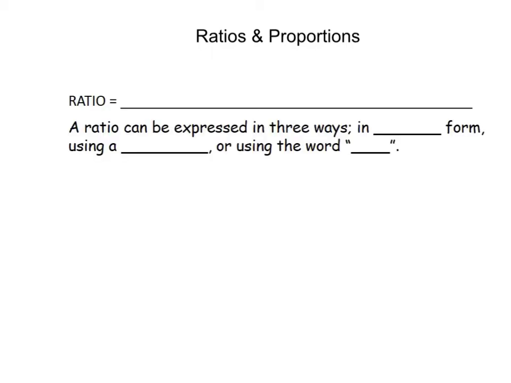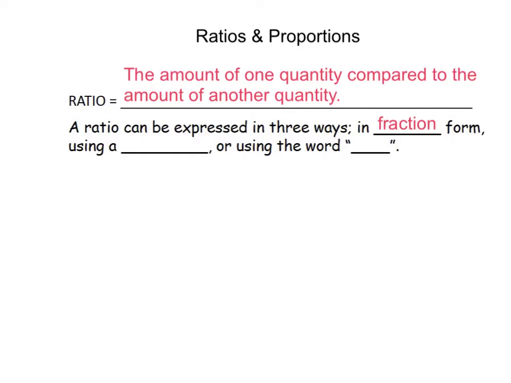So let's first talk about what a ratio is. The definition of a ratio is the amount of one quantity compared to the amount of another quantity. So basically in ratios, we're comparing two numbers, two values. A ratio can be expressed in three different ways: in fraction form, using a colon, or using the word "to."